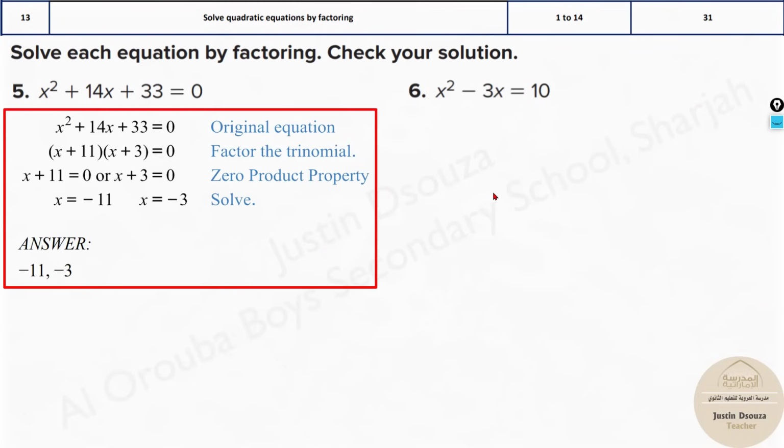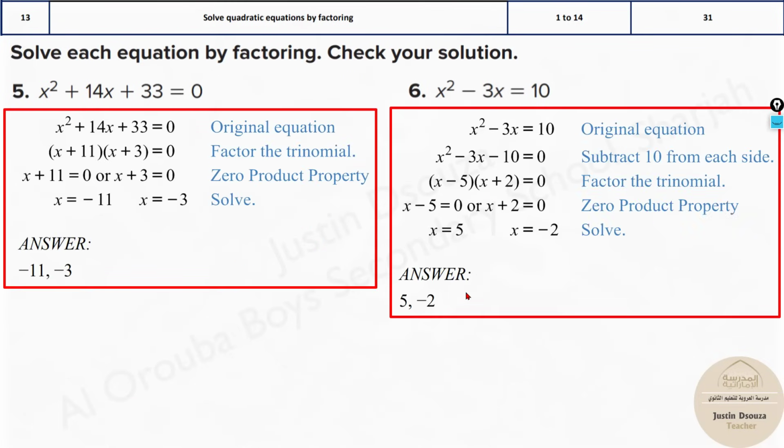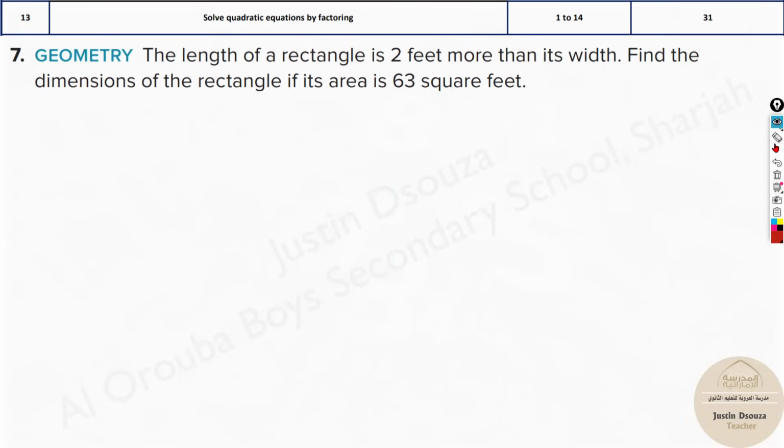Now, these are the same. Please do them by yourselves and then check the answers. Now, we have a real world problem here. Please note similar problems were done in question number 12 as well. Now, we will solve these questions.